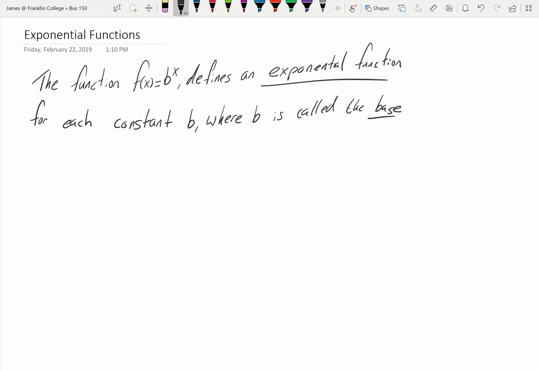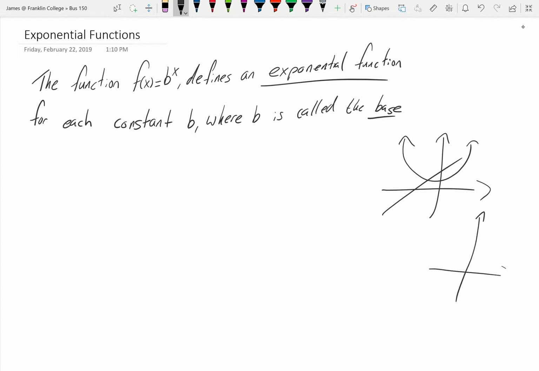Alright, so today we're going to be going over exponential functions. So the function f of x defines an exponential function for each constant b, where b is called the base. So far in class we have gone over lots of linear equations, and we have gone over parabolas, but today we're going to be introducing what we call an exponential function, where a function is going to be growing at the same rate for the entire time, or it might be decaying at the same rate for the entire time.